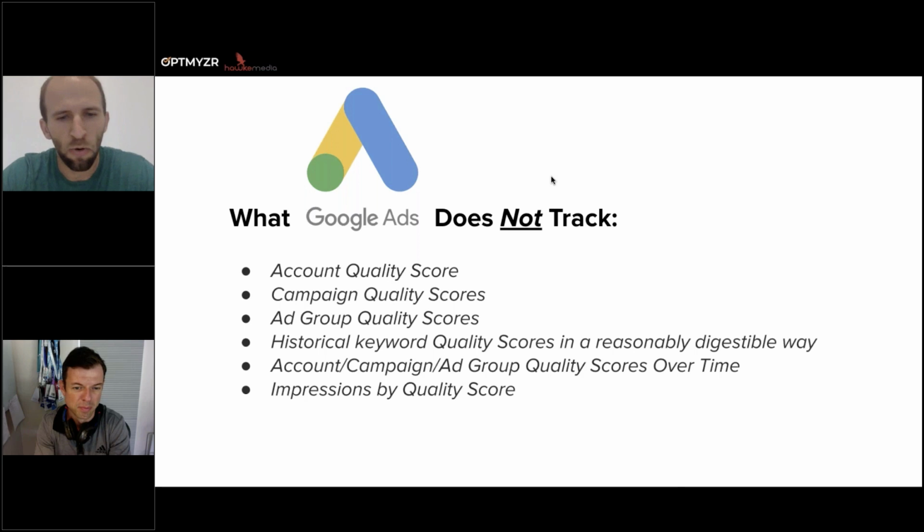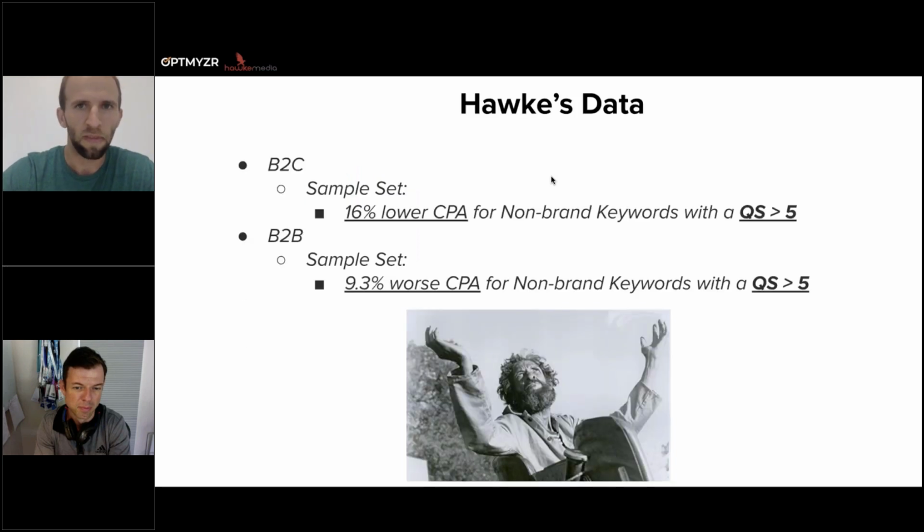Also impressions by quality score. So here's some data. I pulled two samples here, one for B2C and one for B2B. And I took a look at a range of our smaller spenders, medium spenders, and then the higher spenders over 200,000 a month. And I took a look here. So when the quality score ranges from 1 to 10.